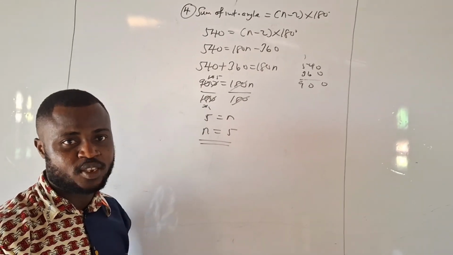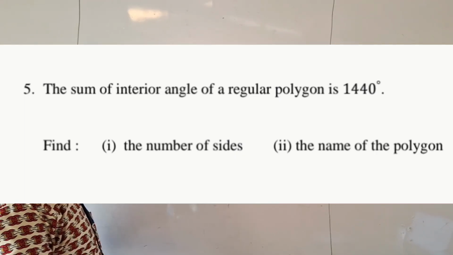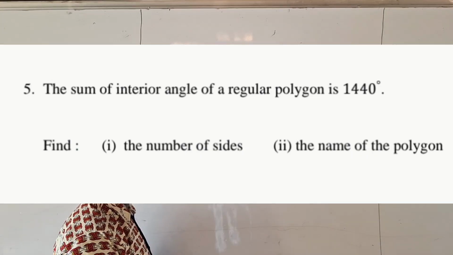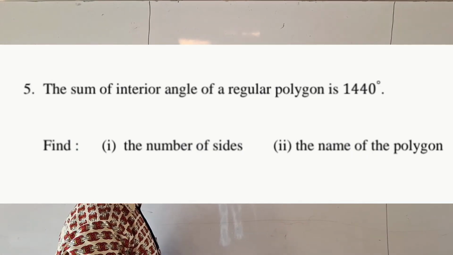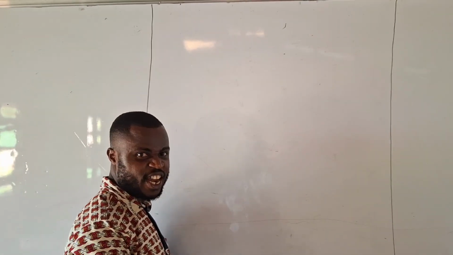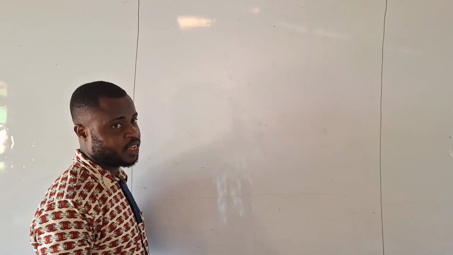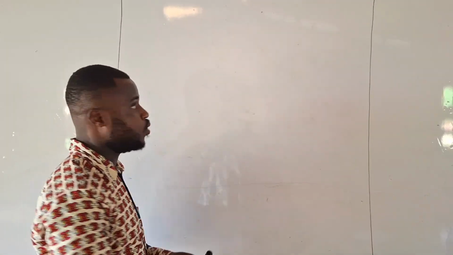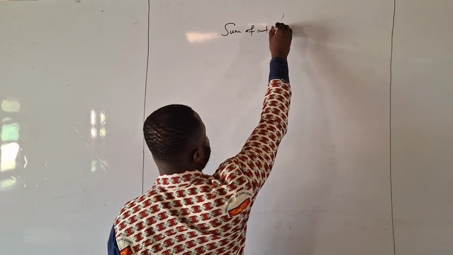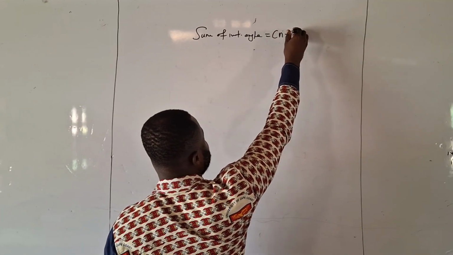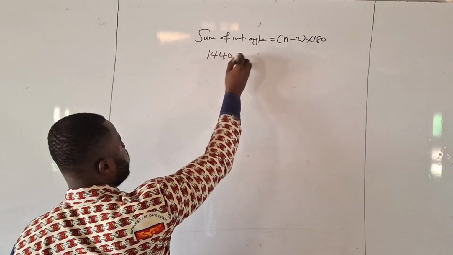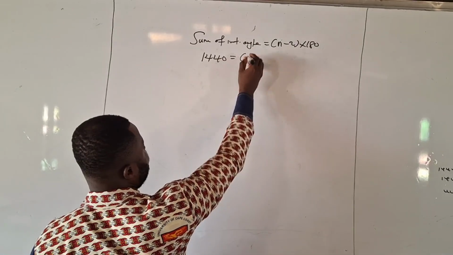So we are taking the last question. It says the sum of the interior angles of a regular polygon is 1440 degrees. Find the number of sides, and find the name of the polygon. So when you find the number of sides, then you write the name of the polygon. So as we know, the sum of interior angles is n minus 2 times 180. And here the sum of interior angles is 1440.